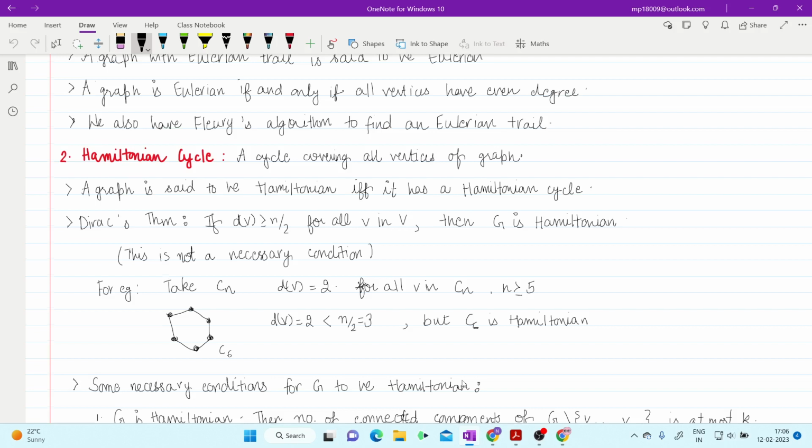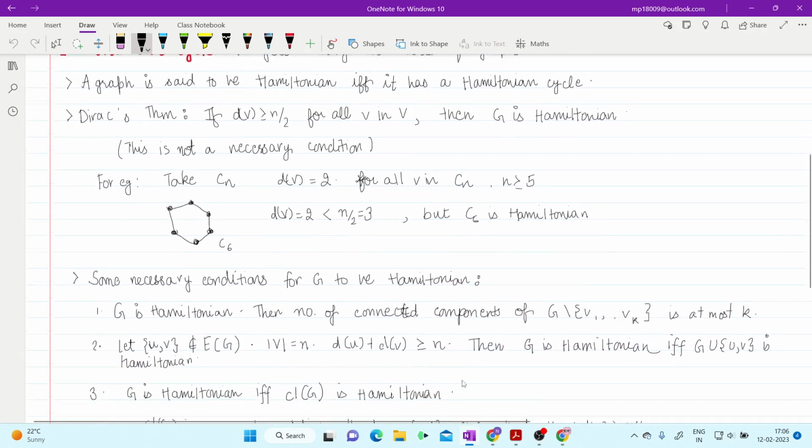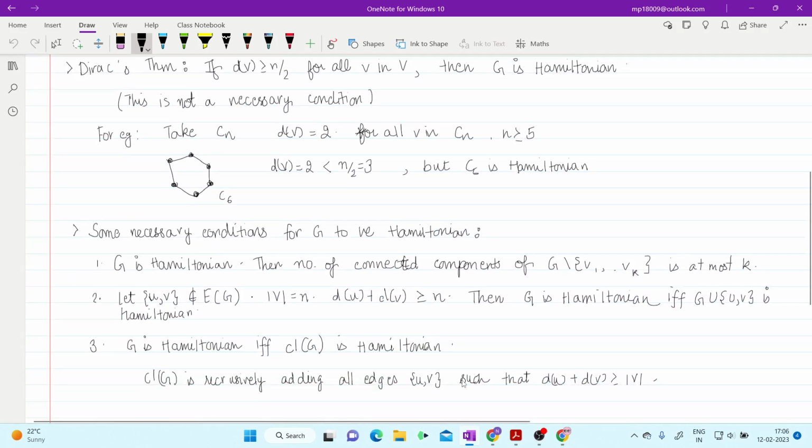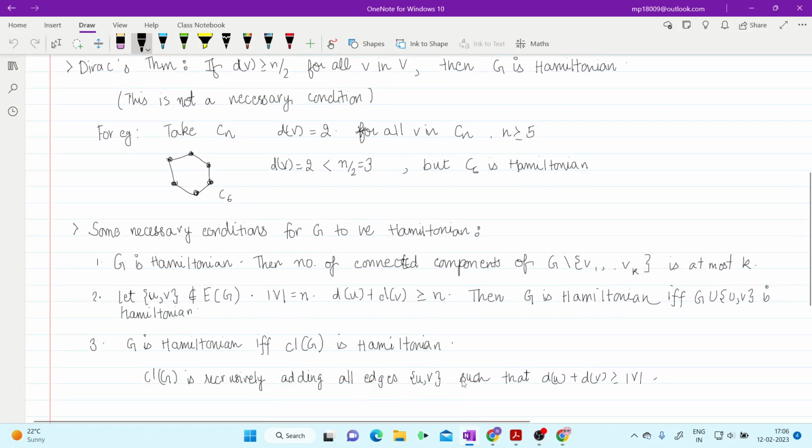But besides that, in some of the exercises and in some of the lectures, we saw some necessary conditions for the graph to be Hamiltonian. First, this was one of the exercises: if a graph is Hamiltonian, then the number of connected components after removing k vertices from that graph should be at most k. And we saw this last time. And this was a necessary condition. And there was one more.